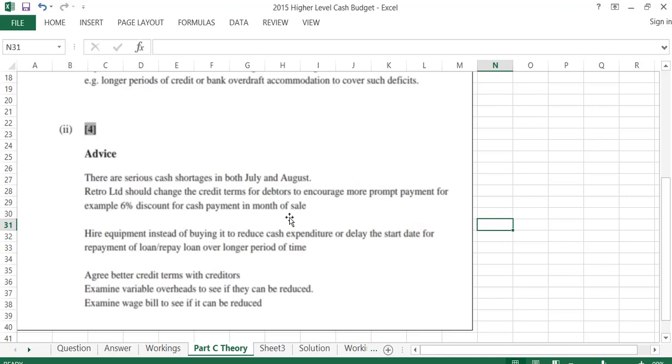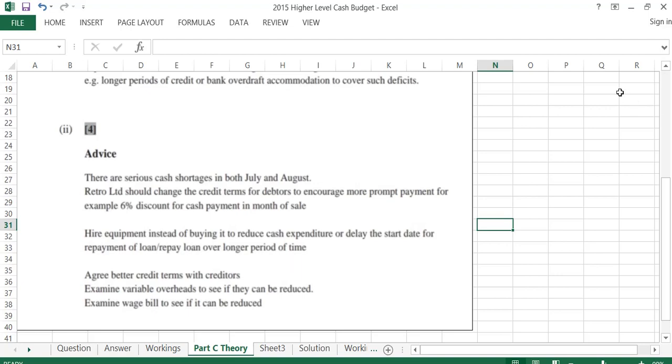They might also hire equipment instead of buying it to reduce cash expenditure or delay the start date for repayment of the loan or repay the loan over a longer period of time. So if they just hire the equipment instead of making the big capital expenditure of 42,000, they would save themselves some money. They might agree better credit terms with creditors. They might be able to have a longer amount of days to pay them. They might examine variable overheads to see if they can be reduced, and they might examine the wage bill to see if it can be reduced.